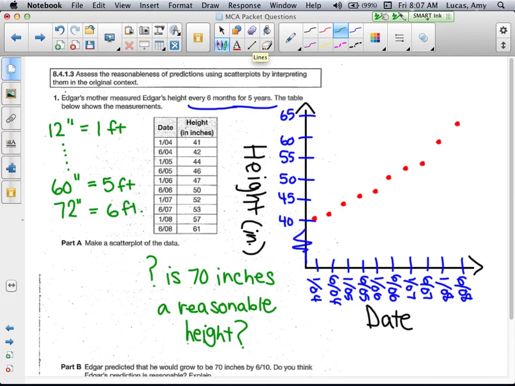So 70 inches could very well be a reasonable height for him, because it isn't 7 or 8 or 9 feet tall. 70 inches by June of 2010 seems like it could be reasonable for him. It depends on how tall his parents are, and it probably depends on his age, because it doesn't tell us how old he is, and obviously at a certain point everyone does stop growing. So I, in my opinion, would say that it is reasonable. If they had said something like 80 inches or 90 inches, maybe not so reasonable.